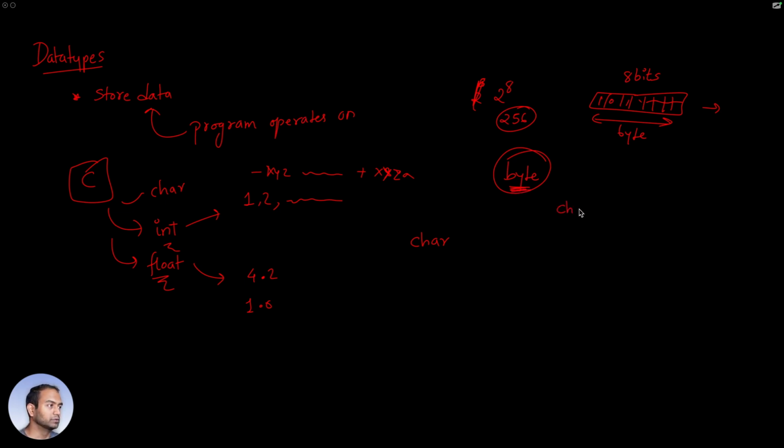So if I were to declare a character XYZ, Piyush for example, then this XYZ Piyush is a name, and that name is associated with a memory location, and that memory location is 1 byte long.